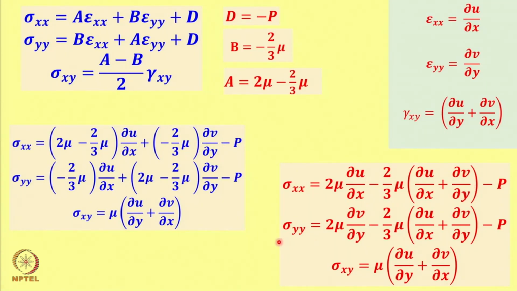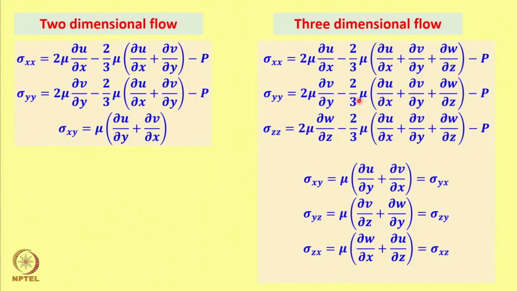So similarly you can get sigma yy also as same, sigma xy also as mu del u by del y plus del v by del x. So this was what we derived for two-dimensional flow. Now if I extend it for three-dimensional flow, it's going to remain same. 2 mu del u by del x minus 2 by 3, this is del dot v, that is del u by del x plus del v by del y plus del w by del z, and you can derive sigma zz also this way. So you get sigma xy equal to mu of del u by del y plus del v by del x.